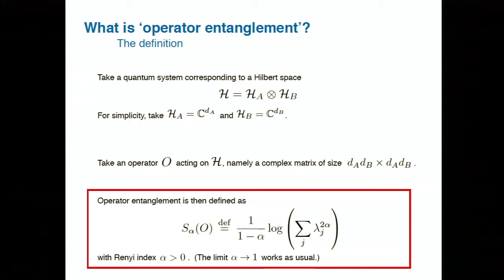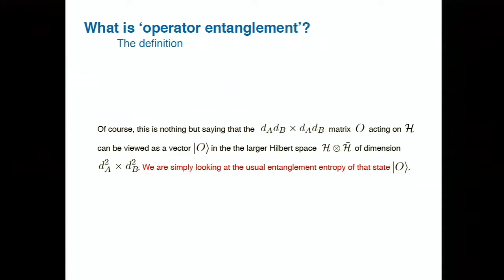Okay. So of course this is nothing but saying that O, which is some dA dB times dA dB matrix, can be viewed as a vector in a larger space of dimension dA squared times dB squared. And we are just looking at the usual entanglement entropy of that state in the larger Hilbert space. Okay, so that's the definition. Everybody okay with that definition?